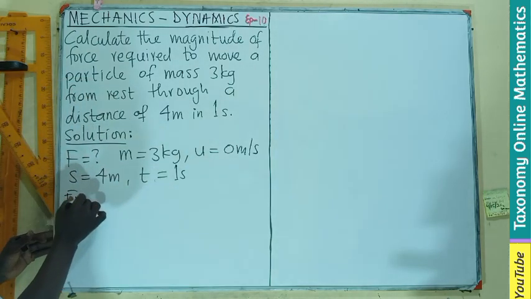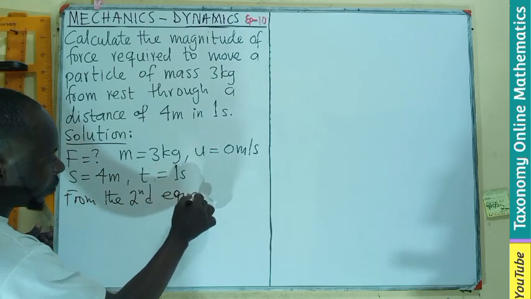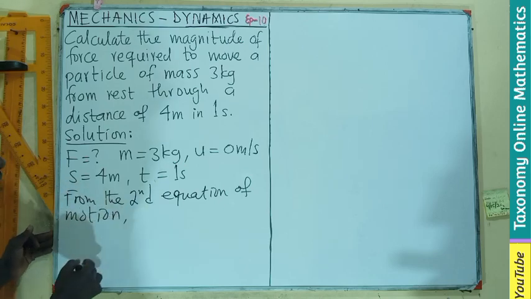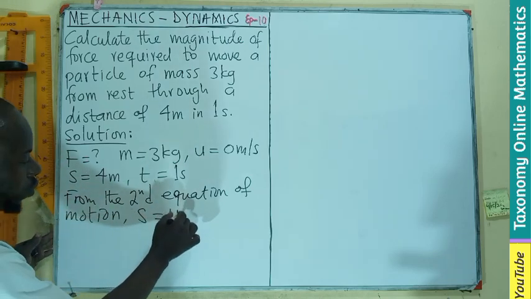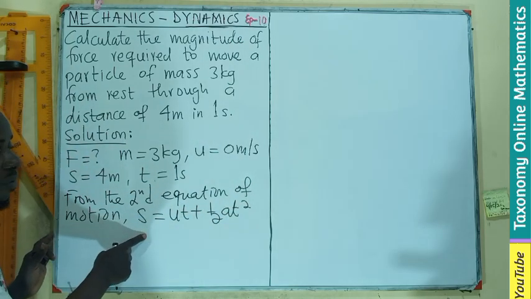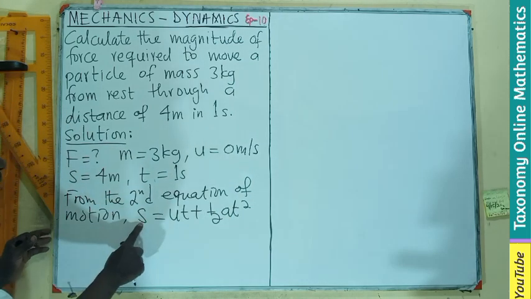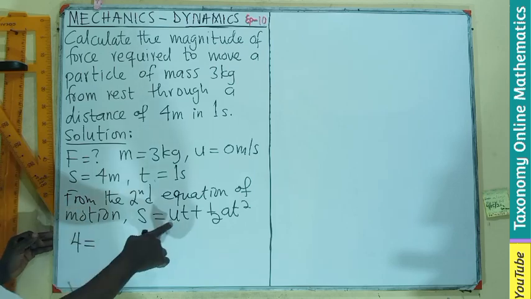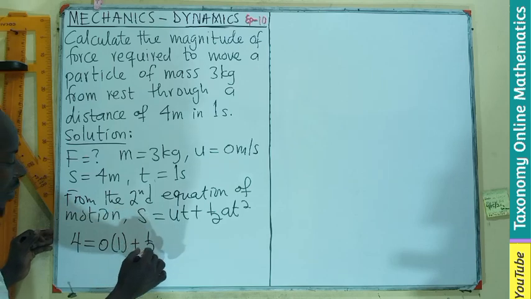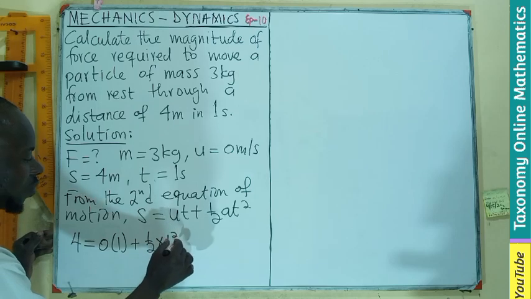We can say that from the second equation of motion, which is going to be distance equals ut plus half at squared, these informations are provided with the exception of the a, which we are looking for. So we can only do substitution by picking the distance of 4 equals the initial velocity of 0 multiplied by the time of 1 second, plus half of the acceleration times the time, which is now going to be 1 squared times a.